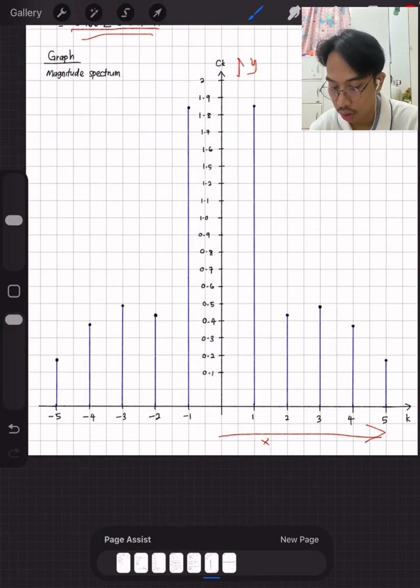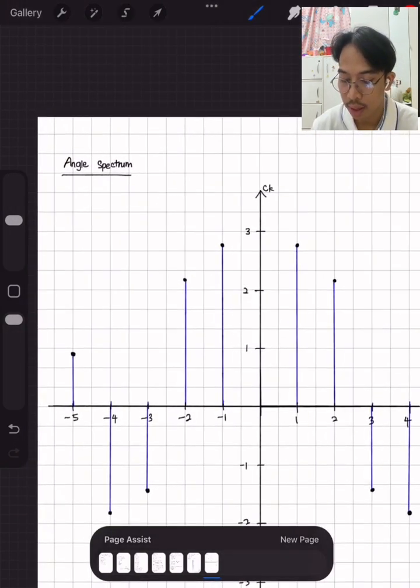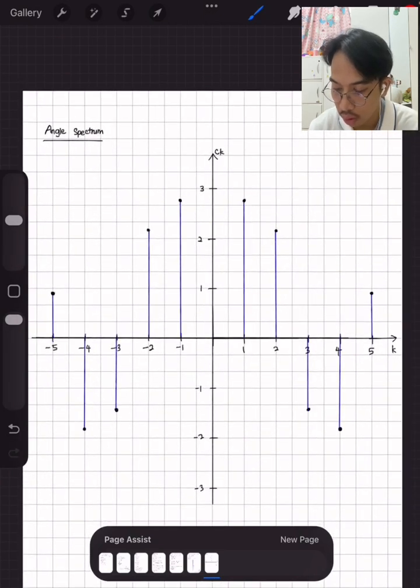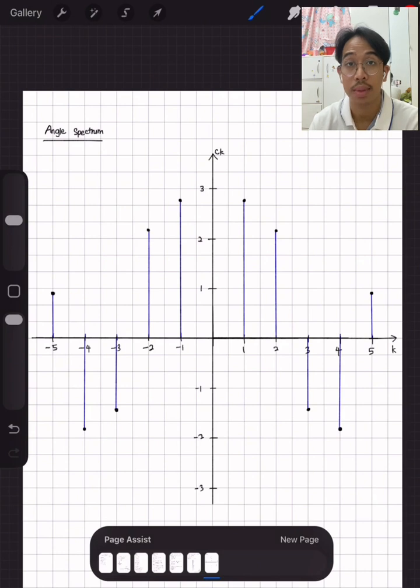and continue with the phase spectrum. We did the same thing, just plot the graph with the angle we got from the polar form before, and with k from 1 to 5, and we got this graph. Okay, that's all from me, and we will continue with the MATLAB session with Muhammad Zulfitri.